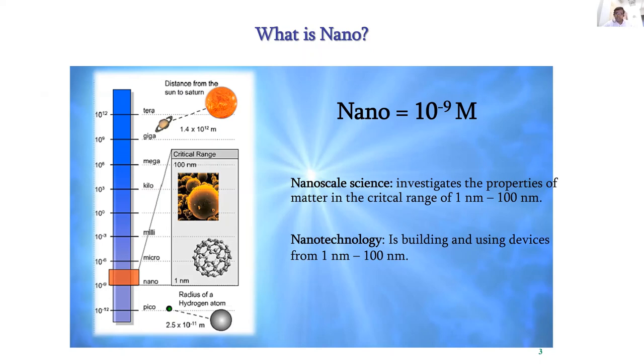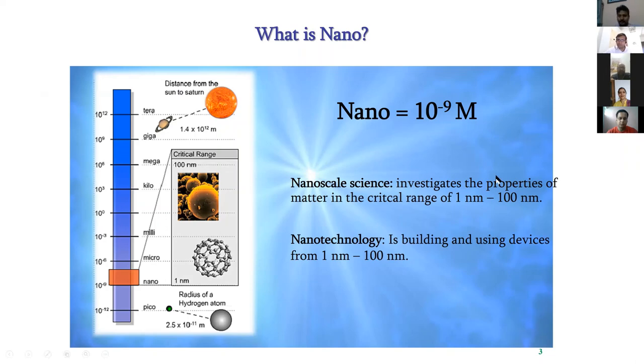And when you study these nanomaterials, the term is called nanoscale science. And when you use the nanomaterial to develop technology, the technology is called nanotechnology. So ideally, it's a scale. One can visualize the scale like this.